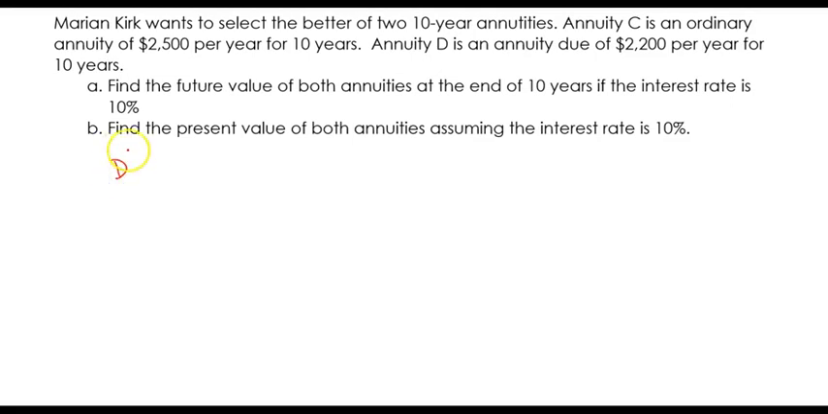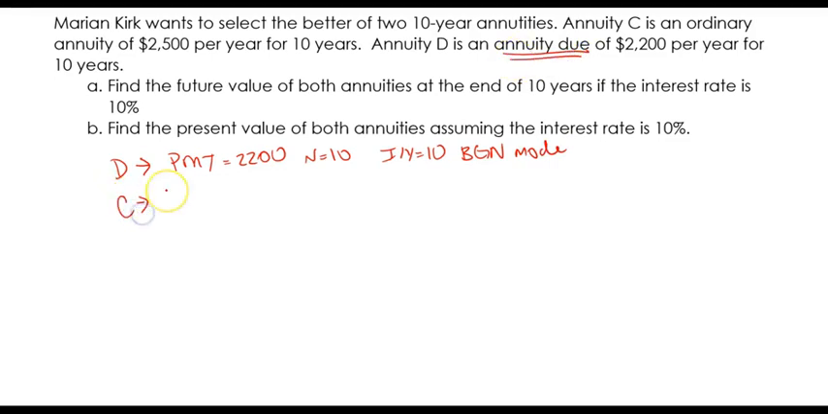And we know that for annuity D, the payment is $2,200 per year for 10 years. So she would be receiving $2,200, so that's a positive number, for 10 years at 10%. But it does have to be in begin mode because it's an annuity due.